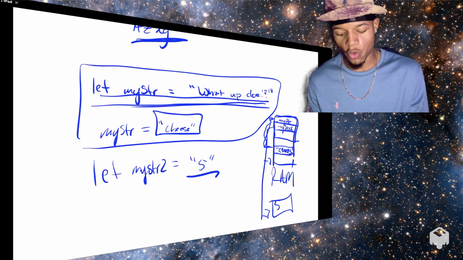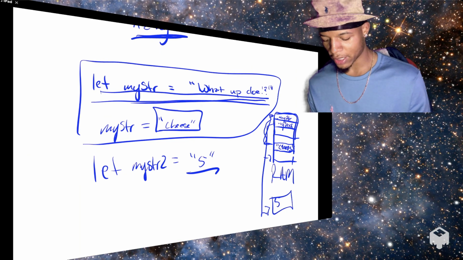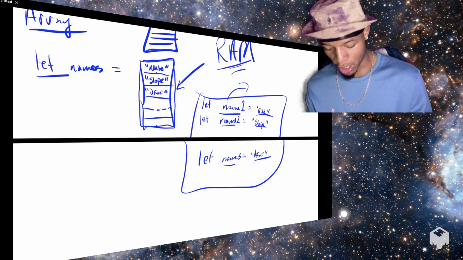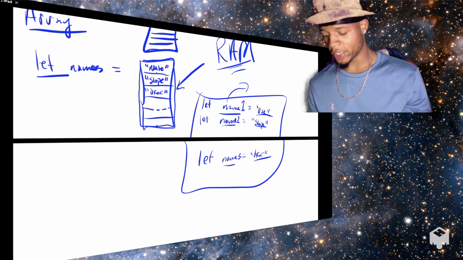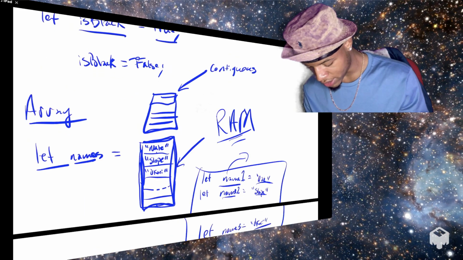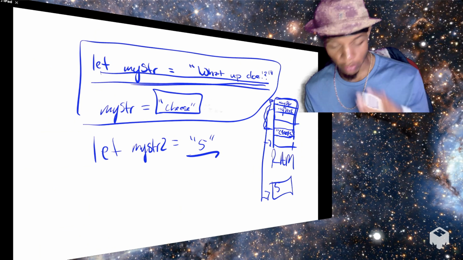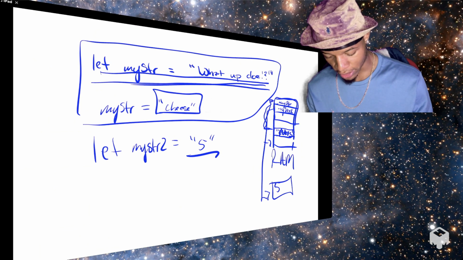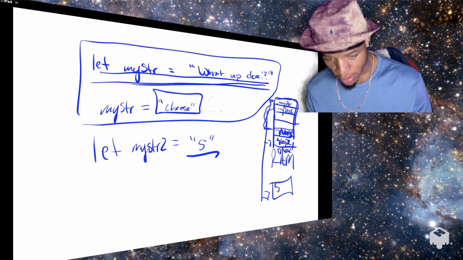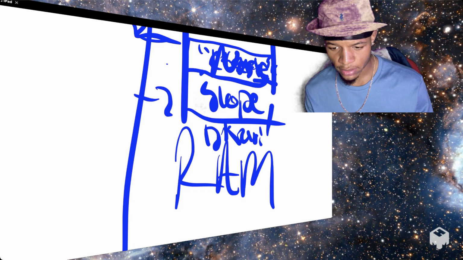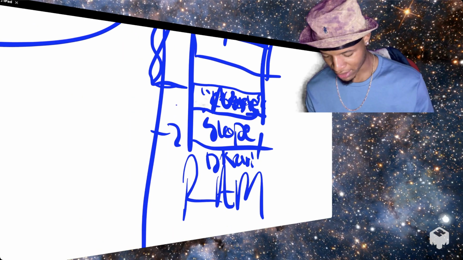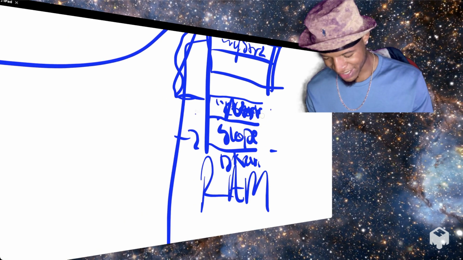So that's cool. But if we did 3 of them like this, where it was Nate, Slope, Dakari, those would just be all over the RAM, right? But when we create an array of names like this, now instead of Nate, Slope, Dakari being all over the place, it's Nate here, Slope here, Dakari here, right after the other. That makes sense.